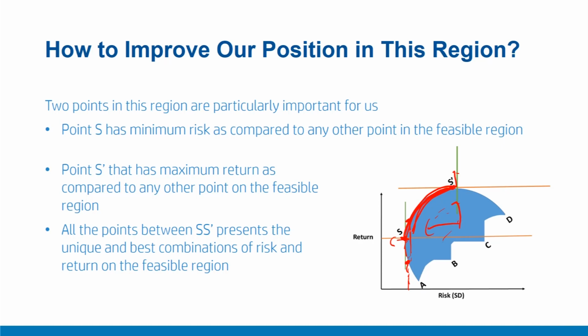As we keep on doing that, we obtain a region called the efficient frontier, or a surface which is the efficient frontier, which offers us the best possible combinations of risk and return scenarios. And this surface, which is called the efficient frontier, starts from the point with the minimum risk, the global minimum risk portfolio, which is S here, and the portfolio which offers the maximum expected return, S dash here, and this SS dash presents as the efficient frontier.